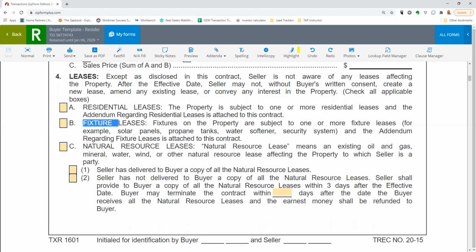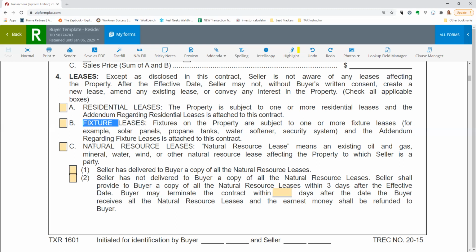Please also just be aware, if your buyer is going to consider keeping a property with a fixture lease in place, it's very, very important that your buyer look at that lease in advance, make sure that they are agreeable to all of the terms, make sure they understand any transfer fees, the longevity of the lease, all of those kinds of things before moving forward.